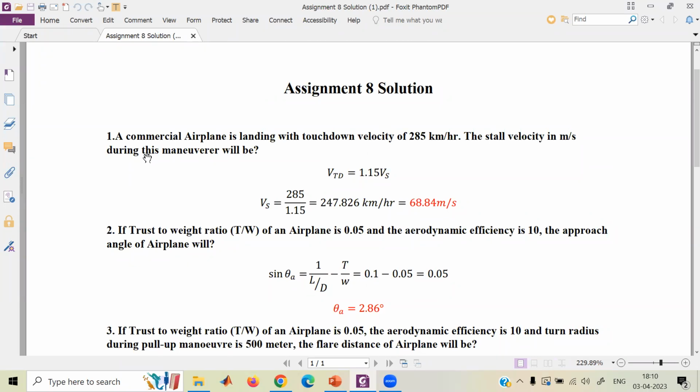Now notice that something is written here. The stall velocity in meter per second during this maneuver will be. I think this is not correct. It's not during this maneuver. It is the stall velocity of this aircraft at that altitude, right? So not the maneuver, but altitude. On the ground, this is the stall velocity for the aircraft. And why should the stall velocity change with altitude? Can anyone give an explanation?